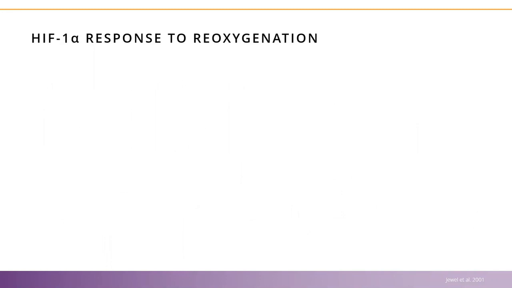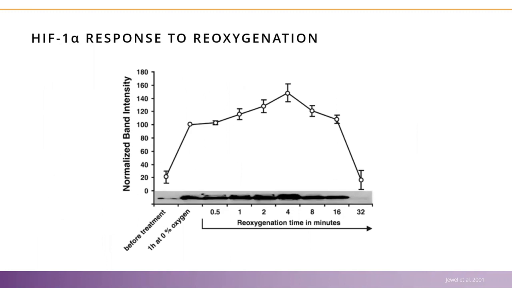So now you did your experiments in your oxygen controlled environment in your incubator. You take your cells out. So basically in a few minutes, you're reoxygenating your cells. How quickly does that effect take place? Same article, Jewell et al. showed that you did an hour of anoxic environment before treatment, and then you can see that after 15 to 30 minutes, the amount of HIF-1 alpha has returned to the normoxic situation.